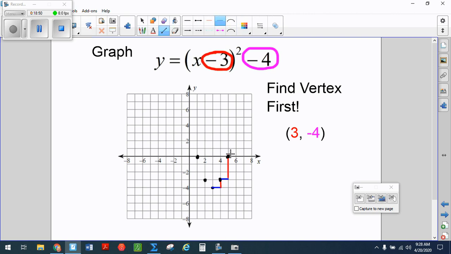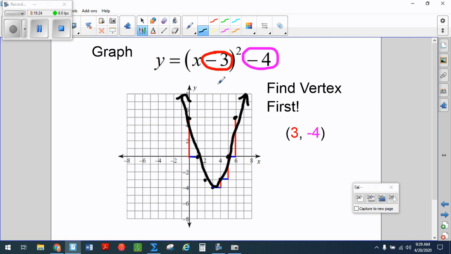Then I'm going to go over 1, up 5, to get another point. And again, I can do that in both directions. This time I'll show it. Over 1, up 5. And then I have to connect all mine. This can be tough to do with a mouse. It should look more like a U than it does like a V.